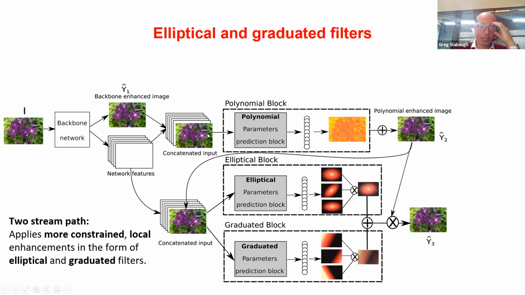So what happens is the image gets enhanced by the backbone network, and then you have these different blocks which estimate a polynomial filter, an elliptical filter, and a graduated filter. All of these filters get applied to the image to produce the final image. This technique is a little more complicated or sophisticated, depending on how you look at it. But nonetheless, it's similar to CURL in that we're estimating these intermediate operations that manipulate the image and applying them automatically.